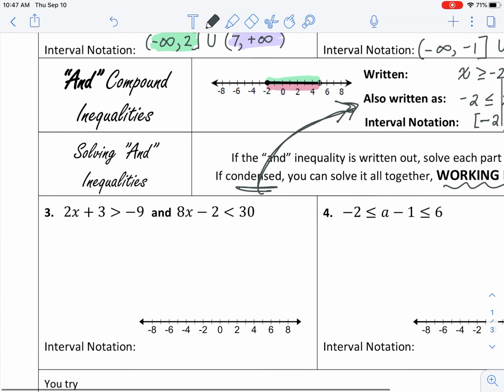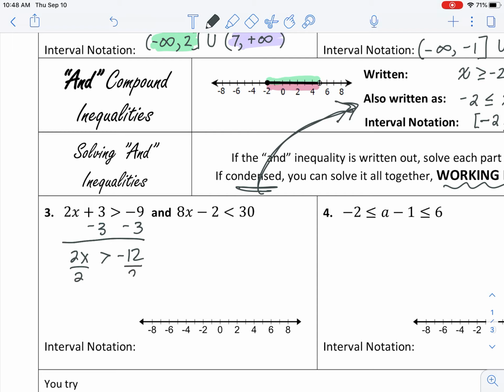So we solve this one just like we did the or. So we would subtract 3 from both sides. We'd get 2x is greater than -12. Divide both sides by 2 to get x is greater than -6. The other part, add 2 to both sides. We get 8x is less than 32. Divide both sides by 8 to get x is less than 4.